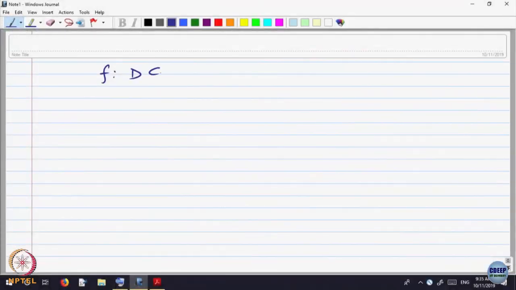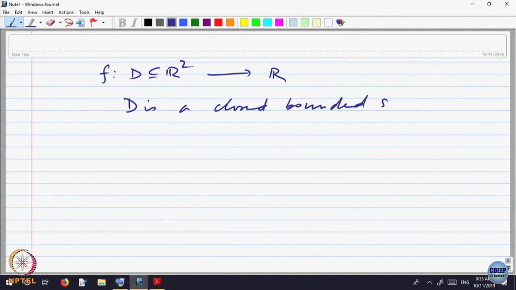So let us begin with today's lecture, that is going to be on integrals of functions of several variables. So let us look at the problem. F is a function defined on a domain D in R2 to R, and we should assume that D is a closed bounded domain, is a closed bounded set.